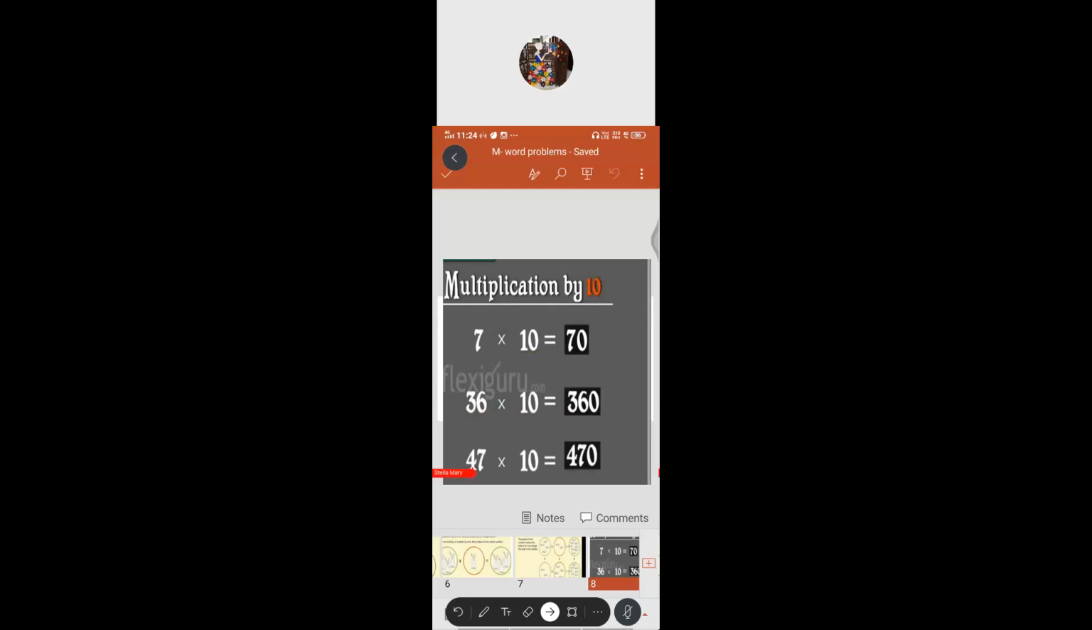Here, 47 multiplied with 10. The first step is to multiply basic factors. 47 multiplied with 1 is 47. Then how many zeros are there? Only 1 zero. As it is, you add it to the product. 47 multiplied with 10 is 470. This is a very easy step. You can simplify our multiplication. This is the multiplication by 10 series.